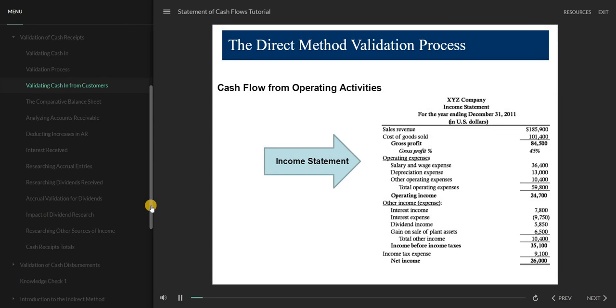To do this, we will first need to look at our income statement. In this example, we are looking at revenues for the full year 2011. According to our income statement, we see that sales revenues totaled $185,900. We know, however, that not all sales are paid for in cash.